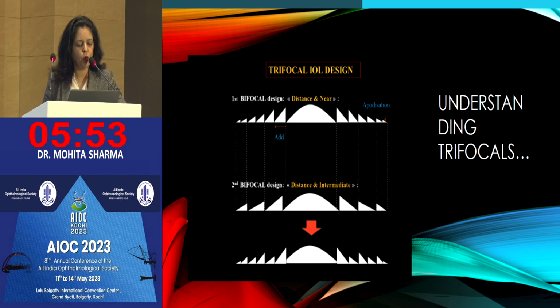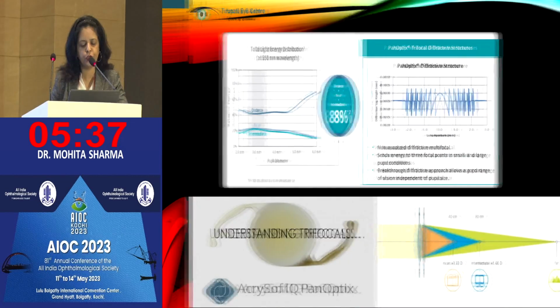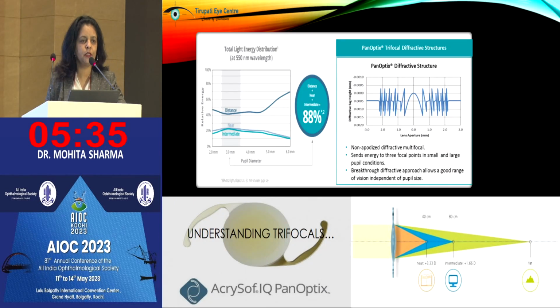Along with this, apodization is one feature which is important, and again it controls how your light energy is distributed. As you decrease the step height, more light goes for distance vision, and hence you are able to give better contrast and more light for distance vision, because contrast was something that was always a concern with these type of lenses.